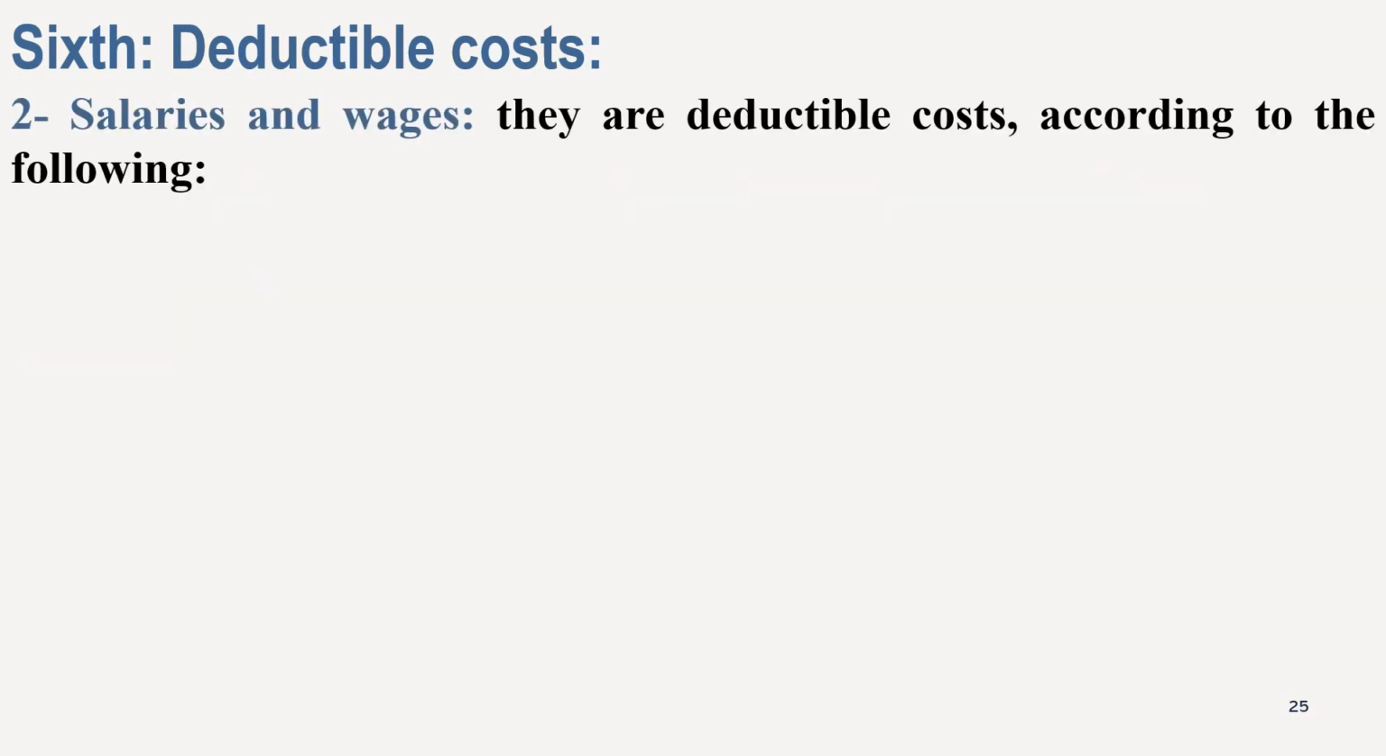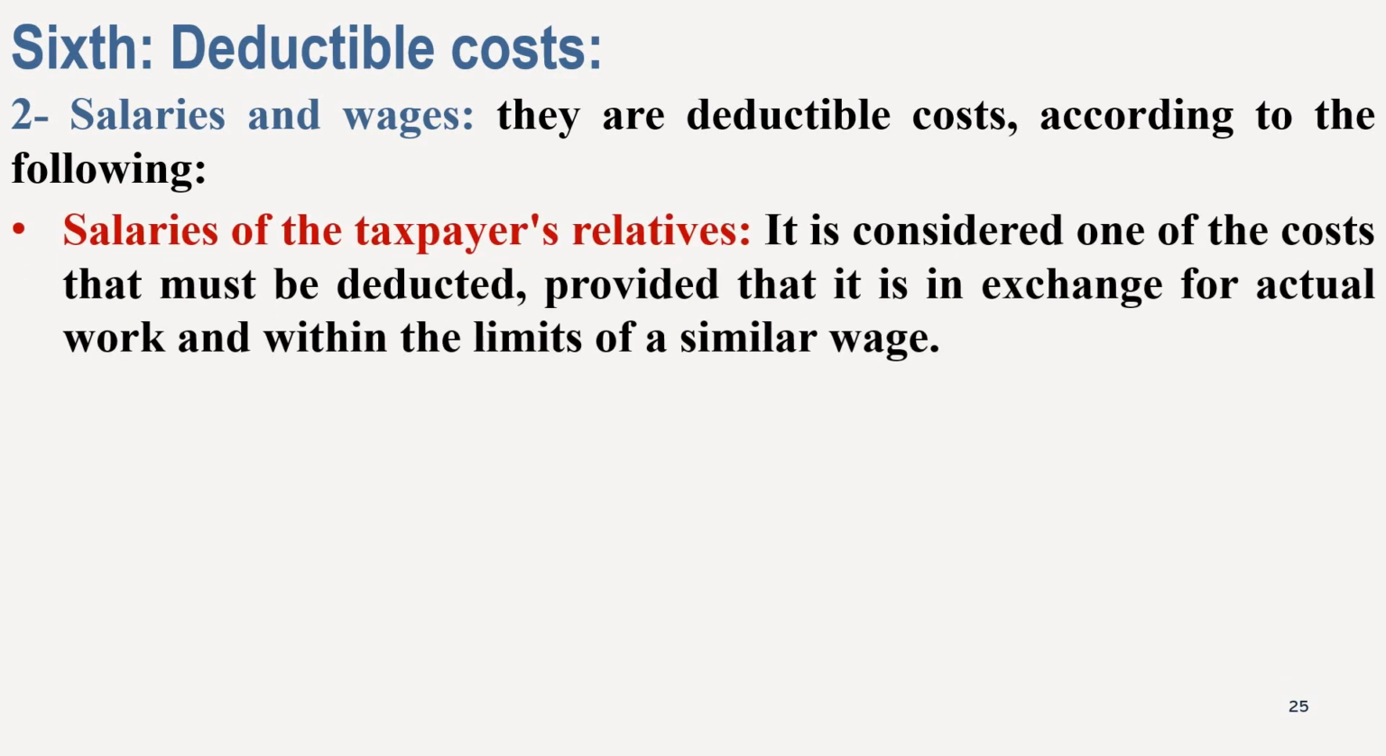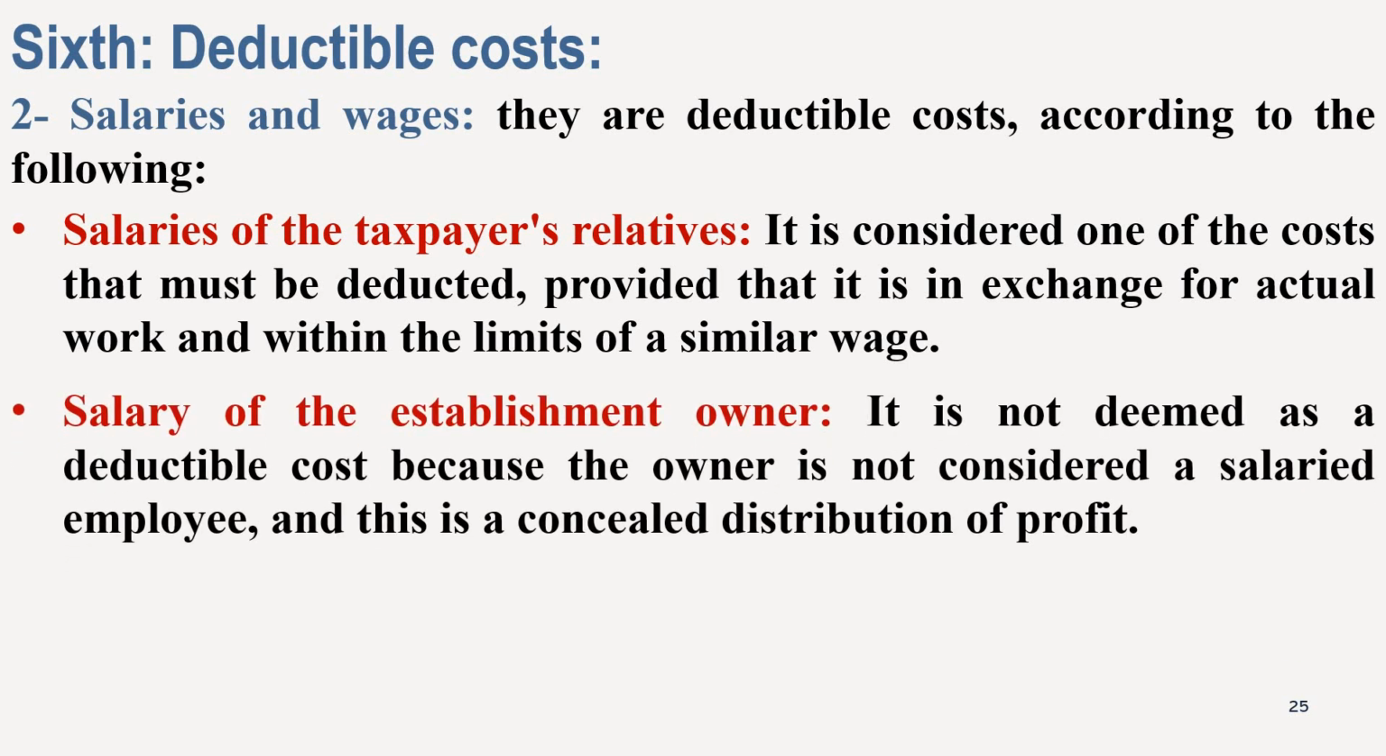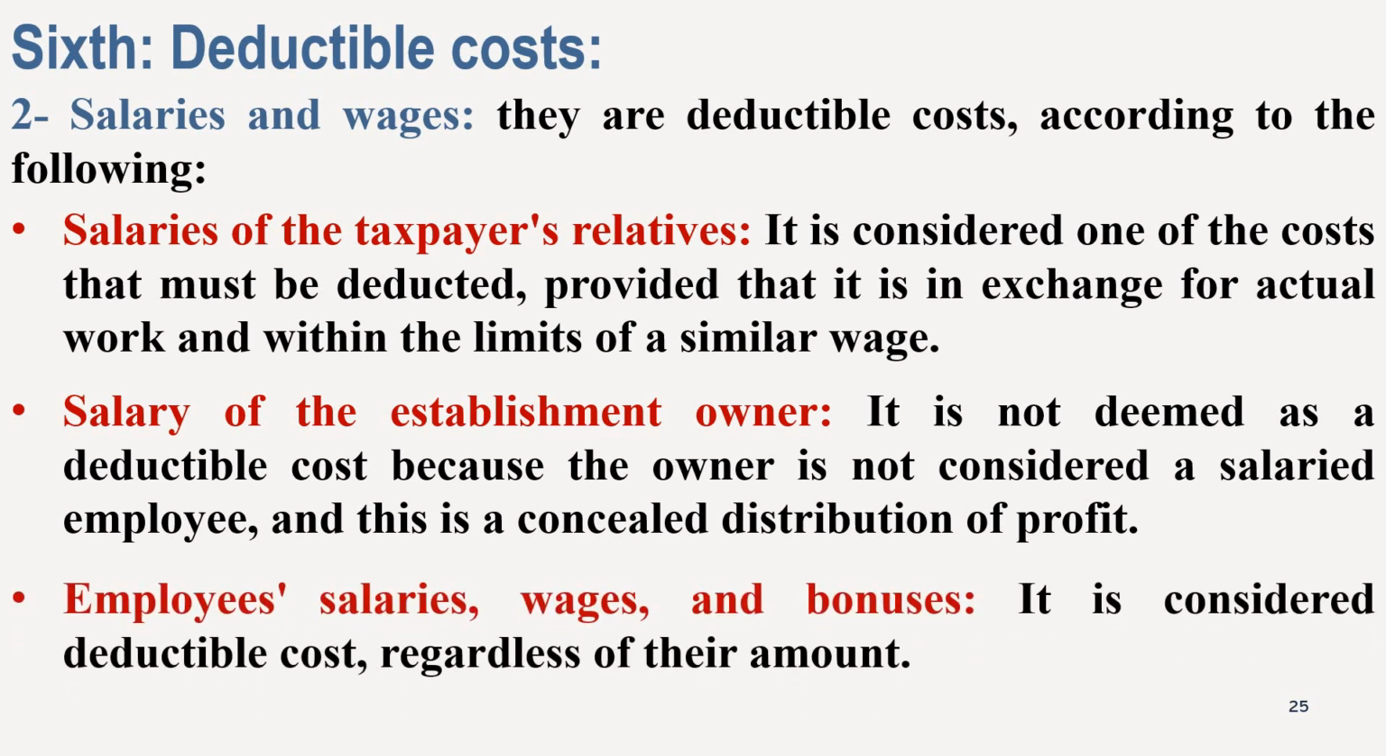Salaries and wages, they are deductible costs according to the following. Salaries of the taxpayer's relatives are considered one of the costs that must be deducted, provided that it's in exchange for actual work and within the limit of a similar wage. Salary of the establishment owner is not deemed a deductible cost because the owner is not considered a salaried employee, and this is a concealed distribution of profit. Employees' salaries, wages, and bonuses are considered deductible cost regardless of their amount.